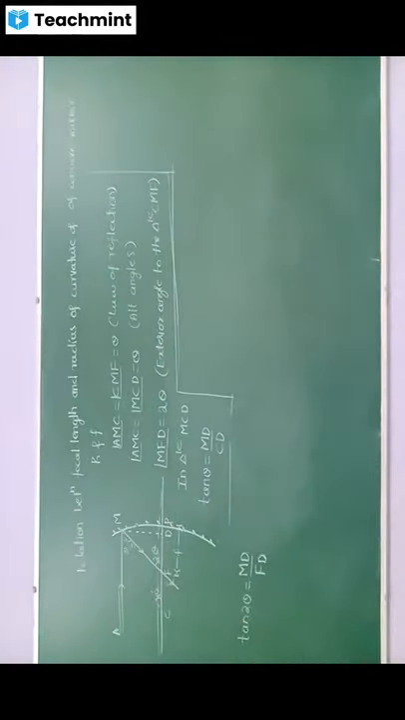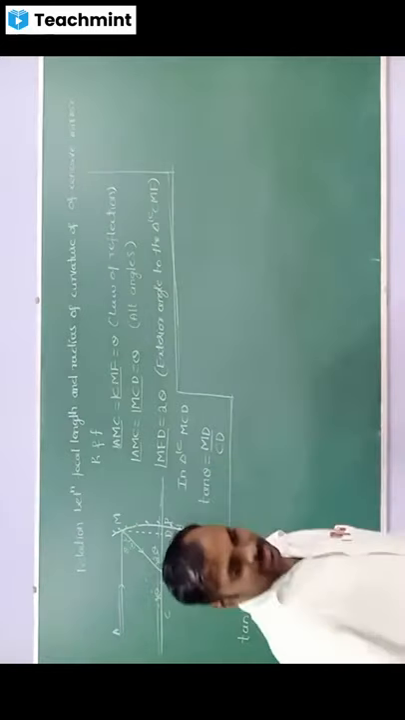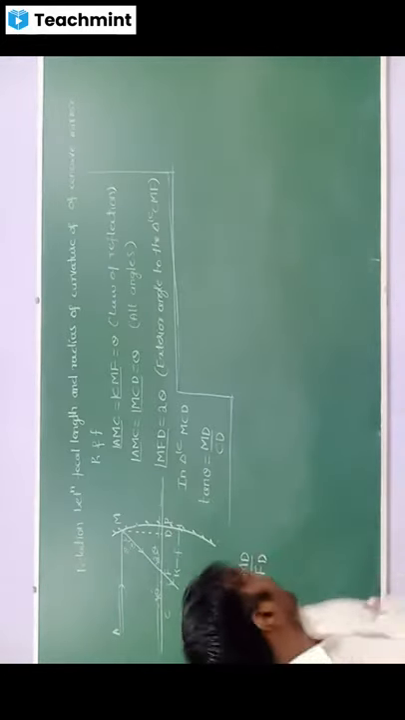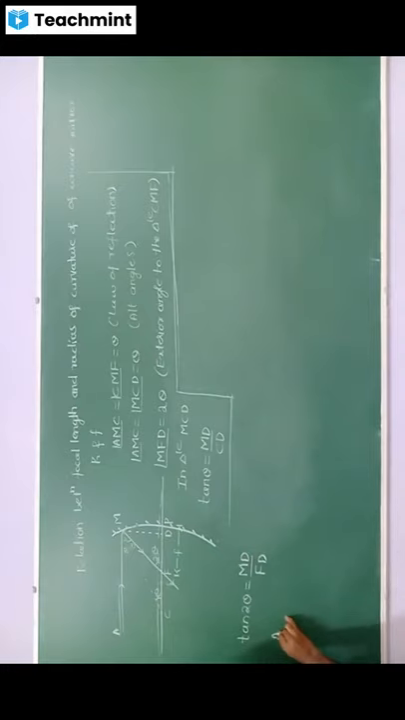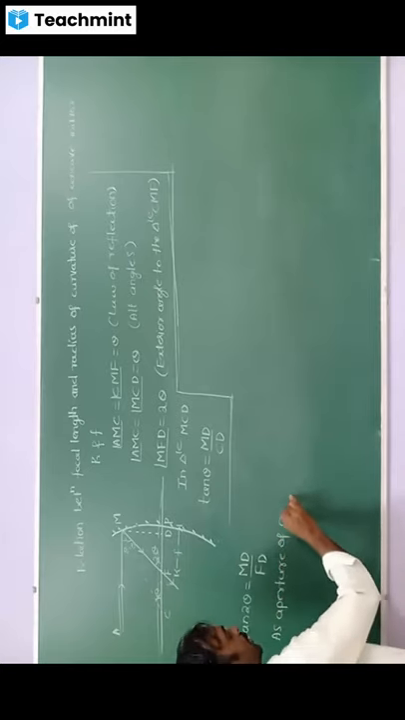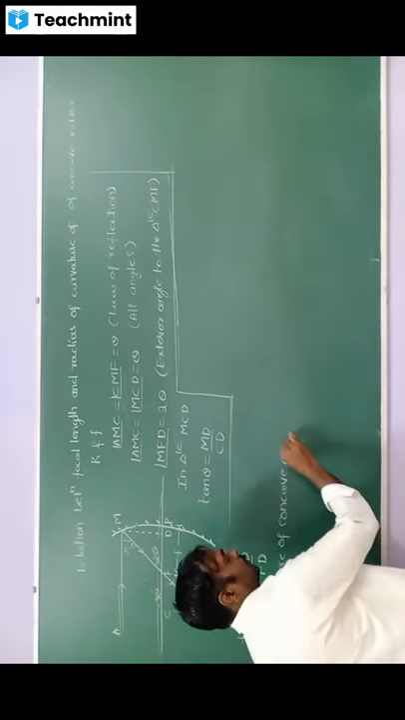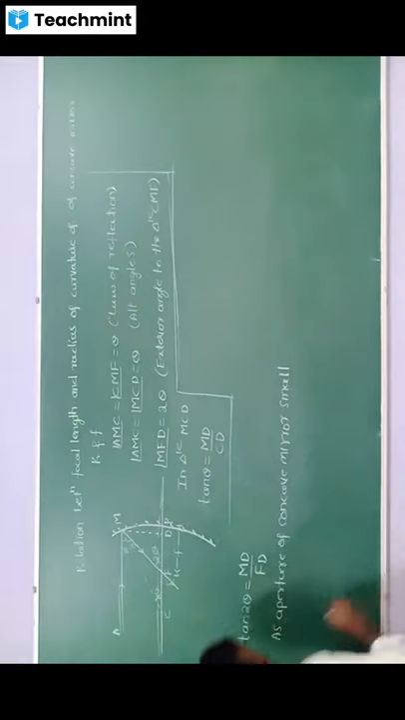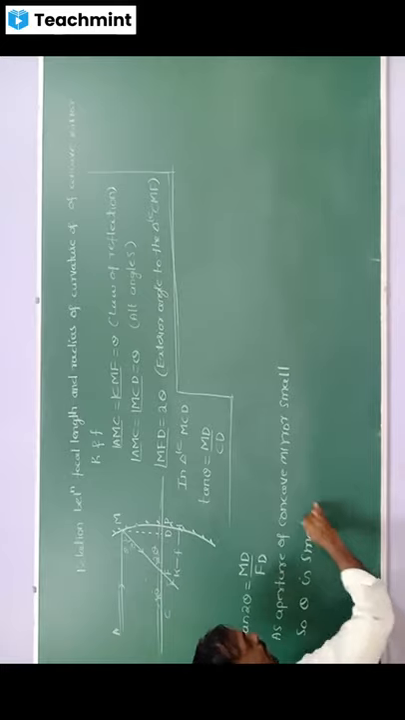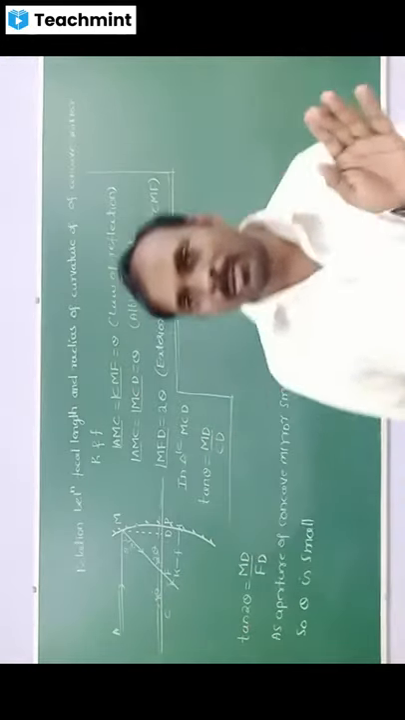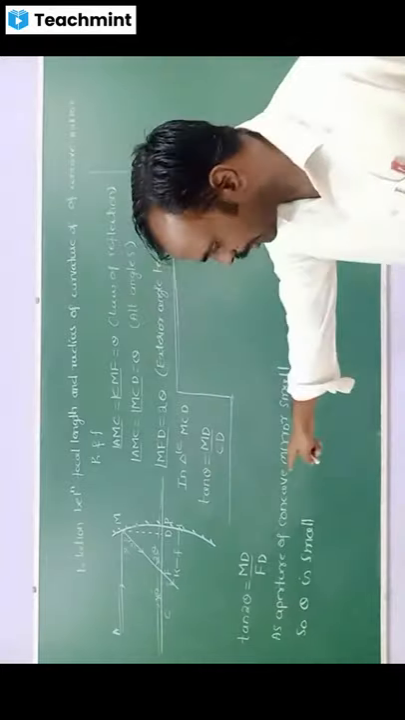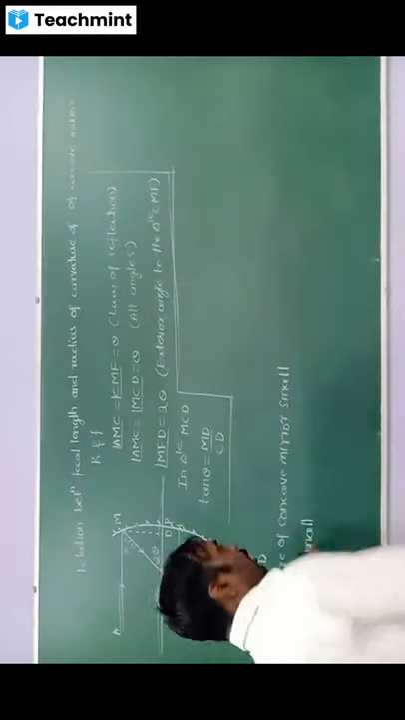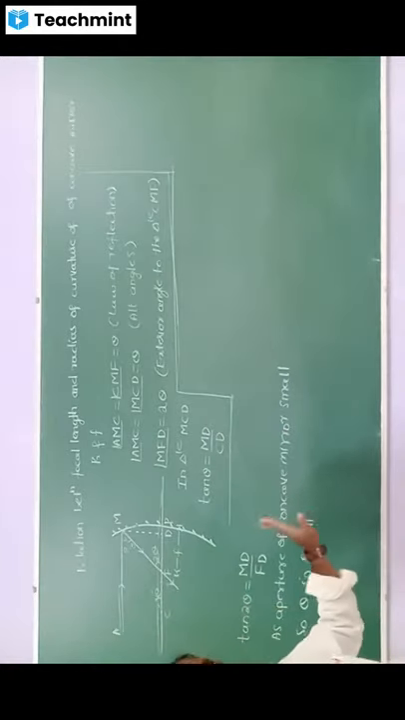And the aperture of this lens, the aperture of the concave mirror, is small. When we take the aperture small, the theta value is small.